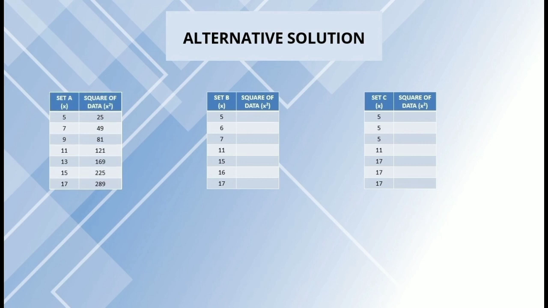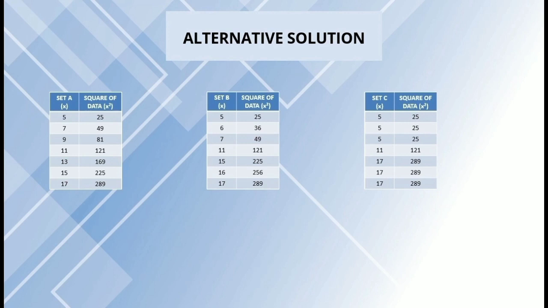Let's move on to set B. We have the value of 5 again, so we once again get 25 as a square. Next, we have 6. We take the square of 6 and get 36. Once again, we do the same procedure for the rest of set B. For set C, we repeat the same operation that we did in sets A and B, and the squares of the values in set C should look like this.